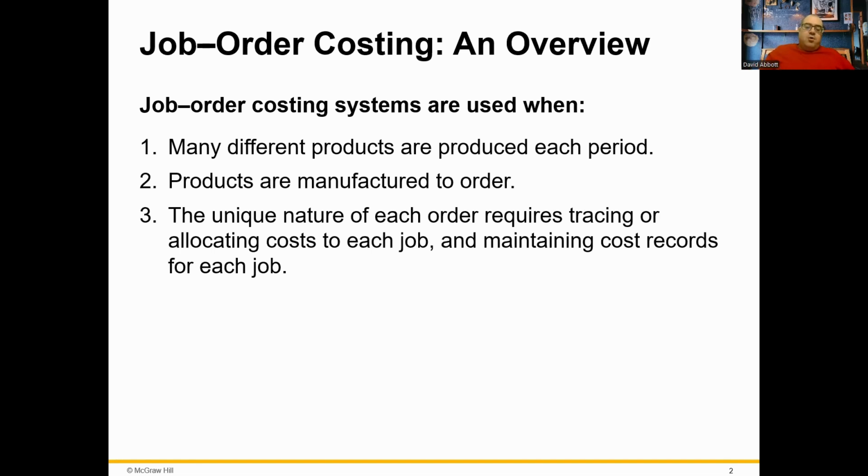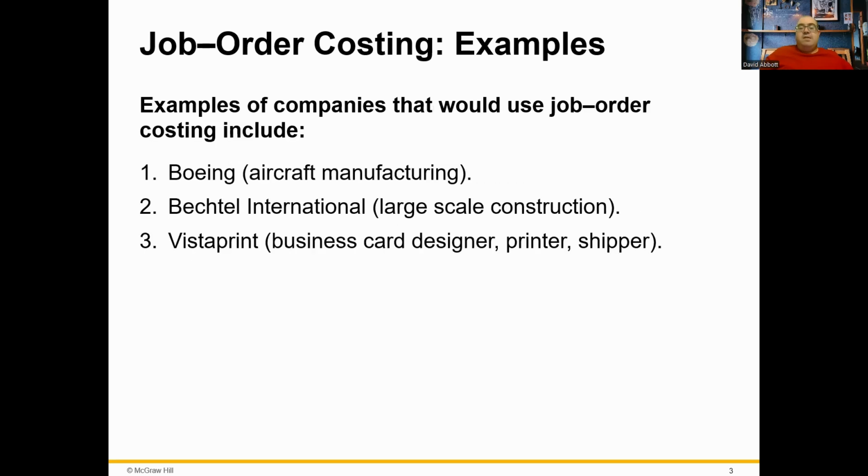So first of all, job order costing systems are used when many different products are going to be produced during each period. Products are manufactured to order, and the unique nature of each product, of each order, requires tracing or allocating cost to each job and maintaining cost records for each job. So, okay, actually, I'll go into what I was going to say in the next slide, which is examples of where we might see this.